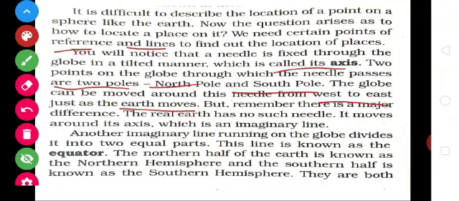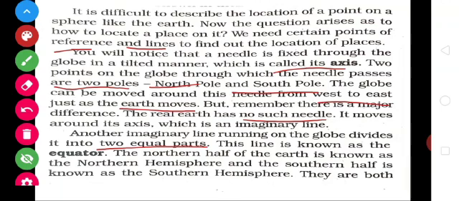But remember, there is a major difference. The real earth has no such needle. It moves around its own axis, which is an imaginary line. Another imaginary line running on the globe divides it into two equal parts.